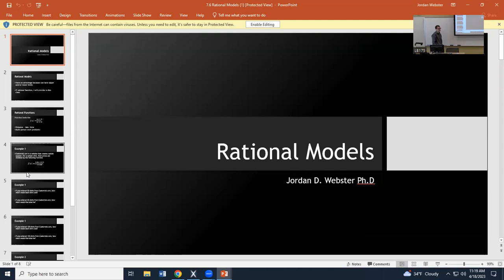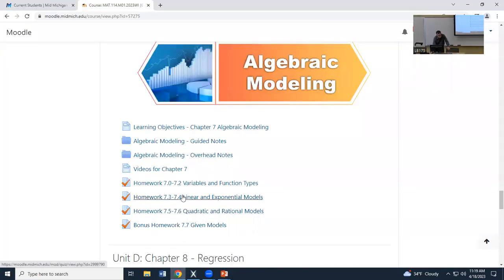Now, if you want, you can do both of these homeworks right now, the linear exponential homework and the quadratic rational models homework. We'll probably go over the given models at the beginning of next class, and then also get into the chapter 8 material. Other than that, I will see you next time.